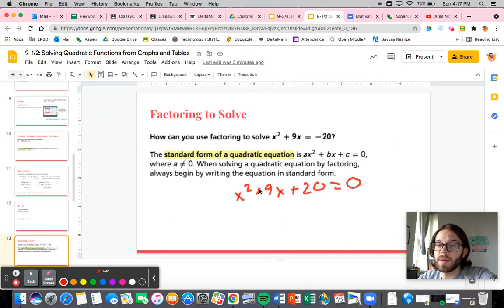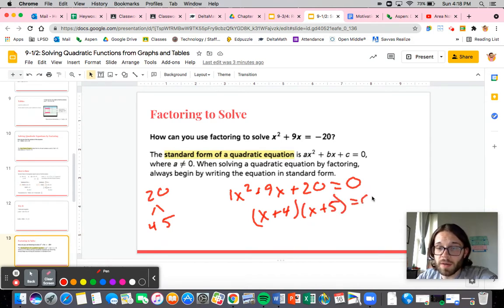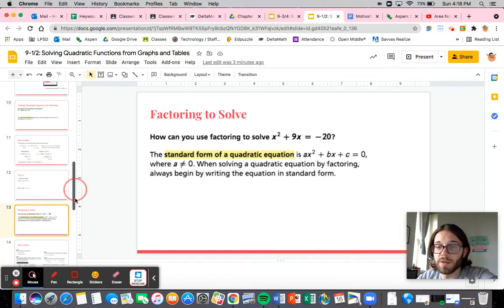Now from here, I'm going to go through the factoring process. I need factors of a times c. A is just 1, so I really need factors of 20 that add up to 9. Well, that's easy, 4 and 5. Since a is just 1, I already know it's going to be x plus 4, x plus 5. Now from here, we already know what to do. We set each of these equal to 0, so my answer is going to be -4, -5. Simple enough. The hardest part about this is usually just the factoring.